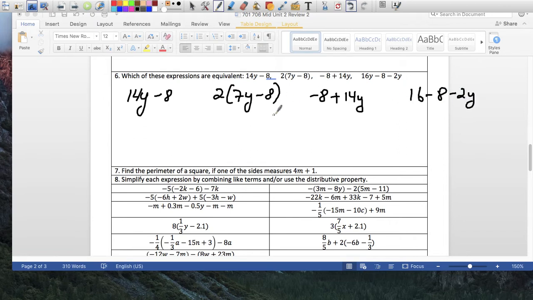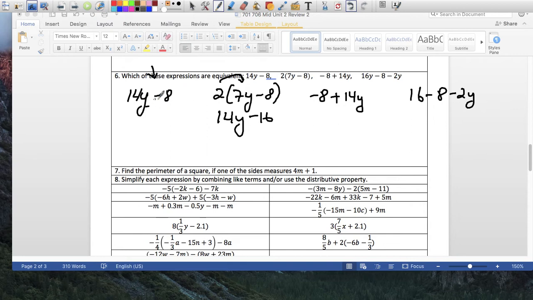So are any of these the same as the other one, just written in a different manner? Well, 14y minus 8. Let's take this guy here. Is there any of them that look like this? Well, this one I don't know, so let me just do the distributive property. 2 times 7y is 14y. And 2 times negative 8 is negative 16. So definitely these two are not alike.